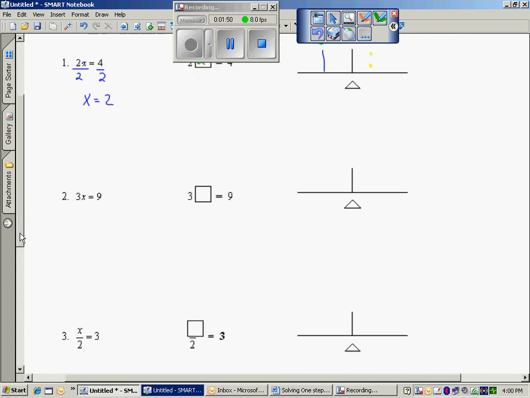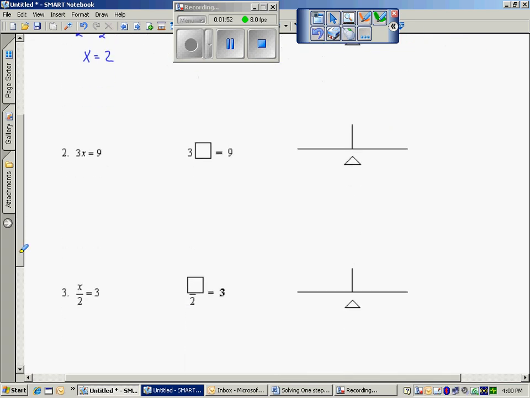3x equals 9. 3 times what number is 9? That number is 3. Showing it on the balance, I have 3 x's on the left, and I have 9 yellow dots on the right. What I'm going to do is start splitting these up, so I can see what each single x is equal to. Each single x is equal to 3.